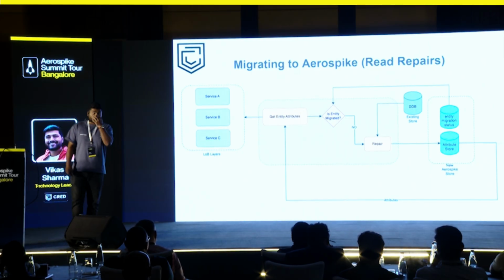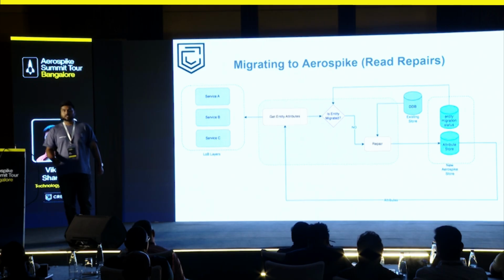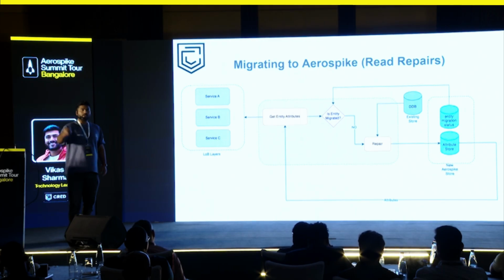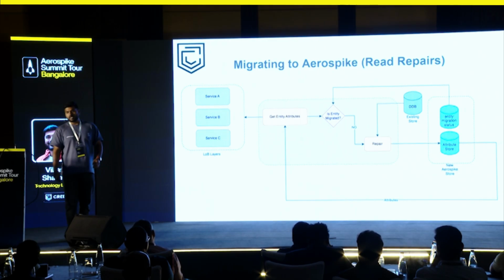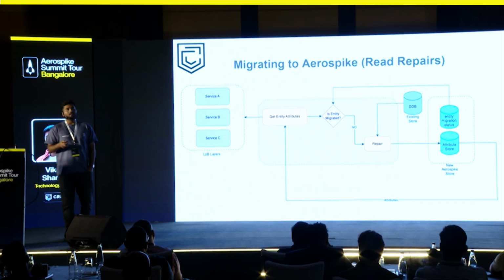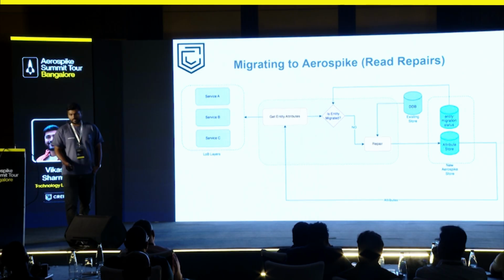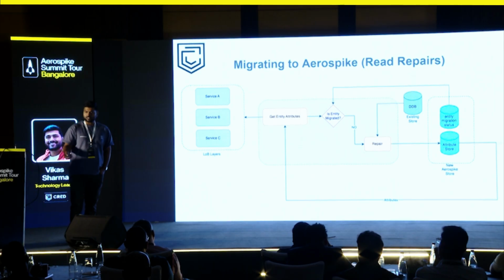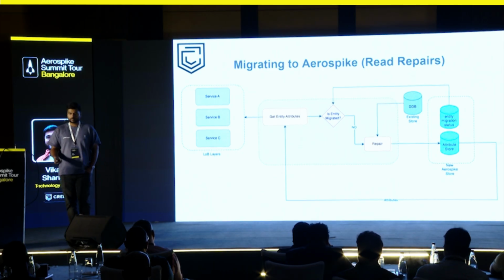So not all attributes or not all entities will get updated, and it would take a lot of time for us to migrate out of DDB to Aerospike. So what we also did was read repairs. When an entity was queried, we would look at whether it is migrated or not. If not migrated, again, same thing. We'll pull the data, massage it, and write back to Aerospike.